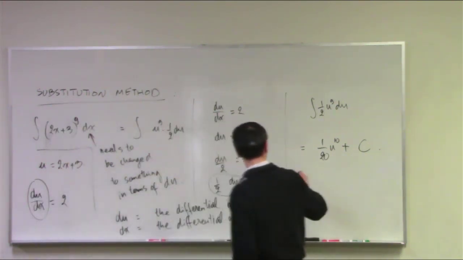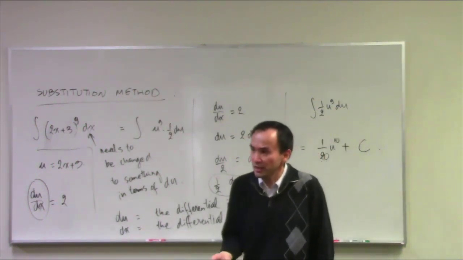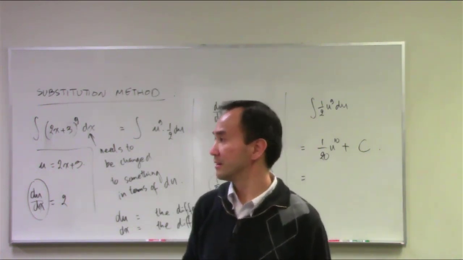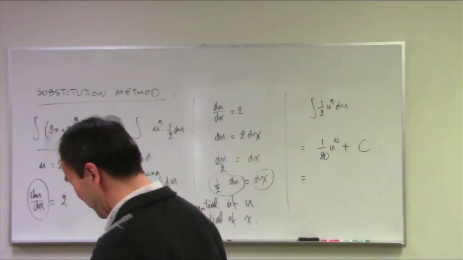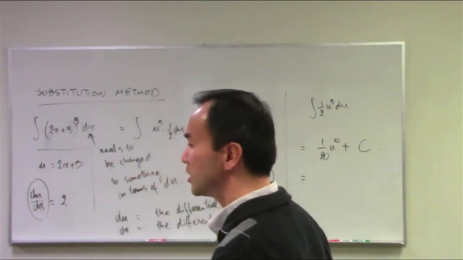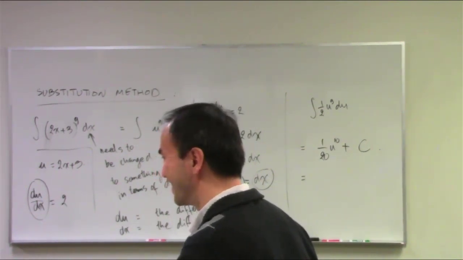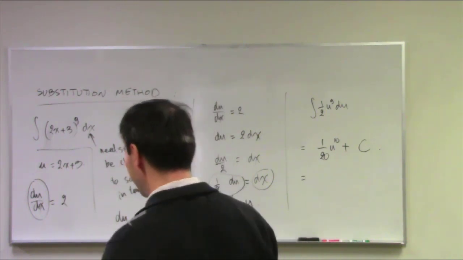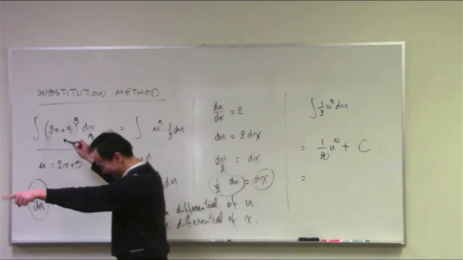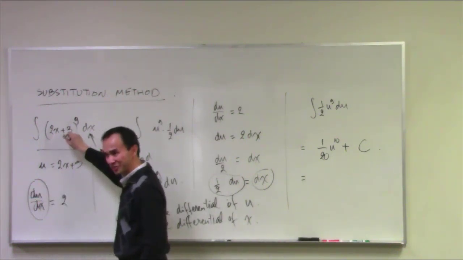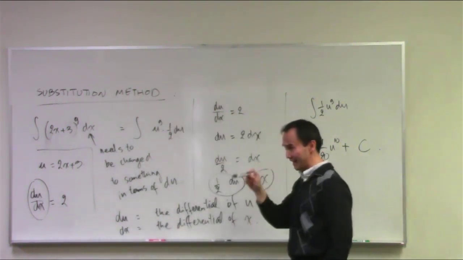But now, is this our legitimate final answer? Can that be a legitimate final answer? Just think in your natural science here. Can any professor take your final answer as 1/20 u to the 10th plus c? Why not? Because it doesn't exist in the problem's original state. That's what the problem originally stated, in terms of x. You know what I'm saying? So you want your final antiderivative to be in terms of x.